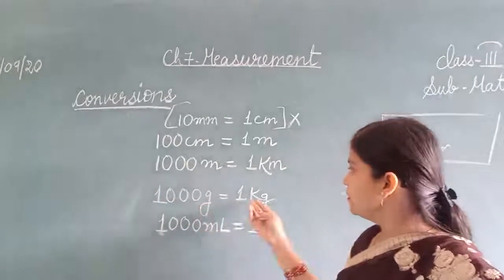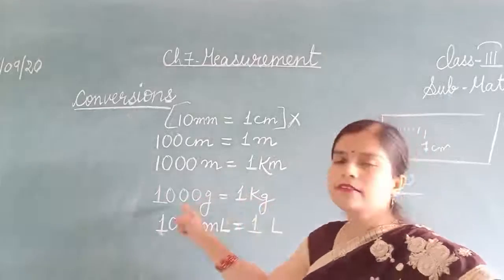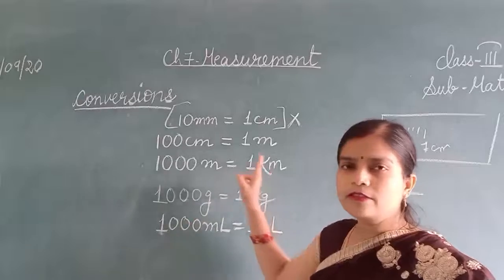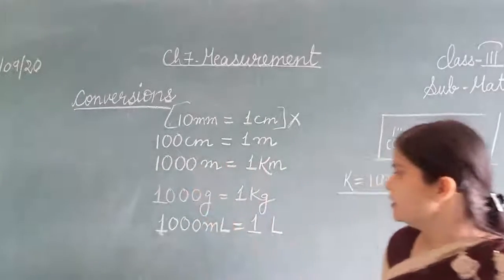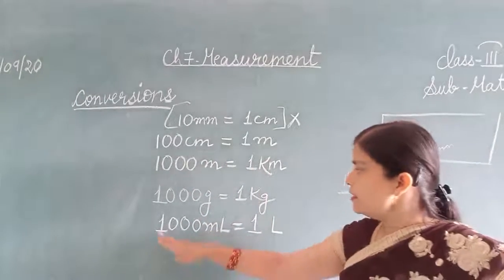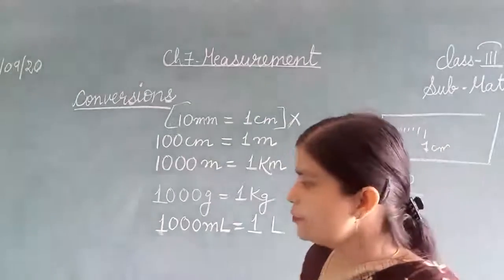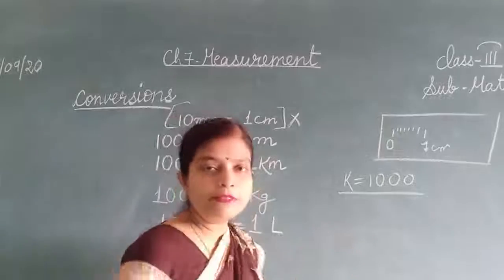Here 1 kg means 1000 gram. 1 kg is equal to 1000 gram. 1 kilometer is equal to 1000 meter. Similarly, 1000 milliliter is equal to 1 liter. These things you have to know before doing the problems.